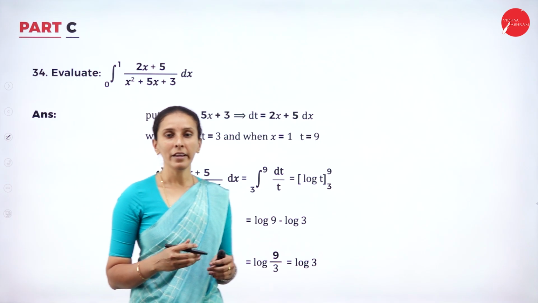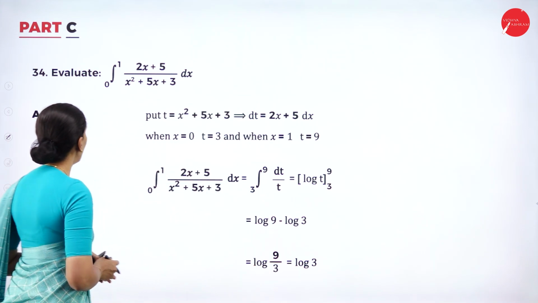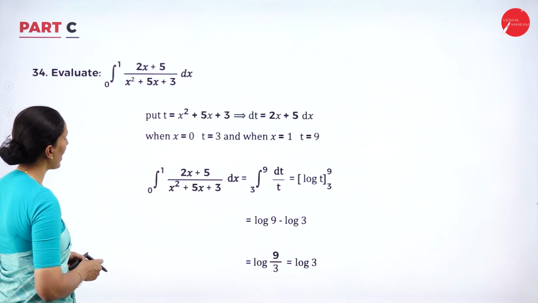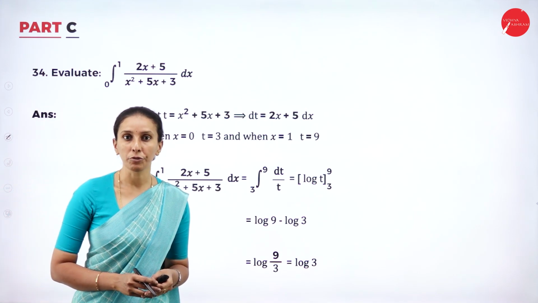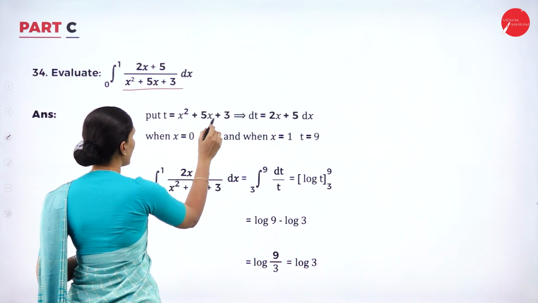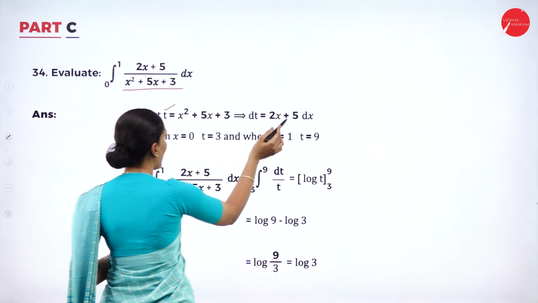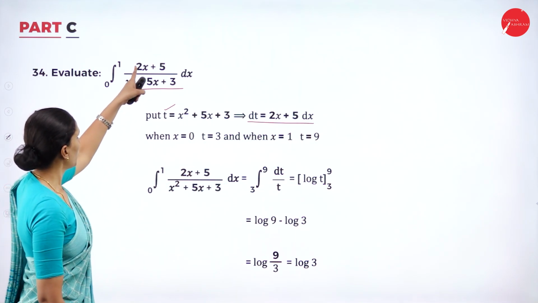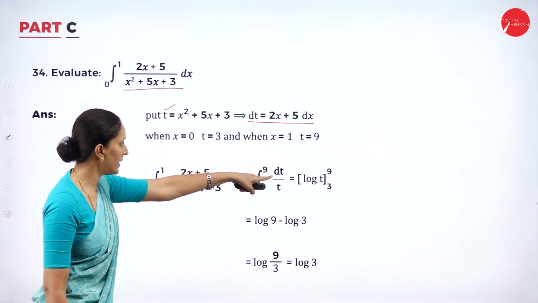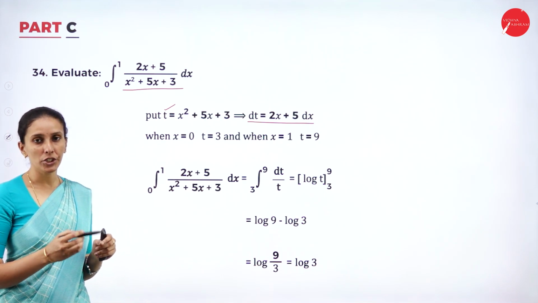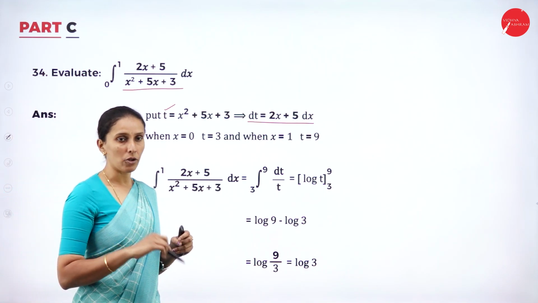The next question will be application of integrals. Definite integrals we have here. So, the integral from 0 to 1 of 2x plus 5 divided by x square plus 5x plus 3. We can use the method of substitution to solve this kind of problem. Let me take x square plus 5x plus 3 as some t. Then if you differentiate on both sides, we will get dt is equal to 2x plus 5 dx. So, 2x plus 5 dx can be written as dt and x square plus 5x plus 3 can be written as t. Since you are changing the variable, you have to change the limits also.